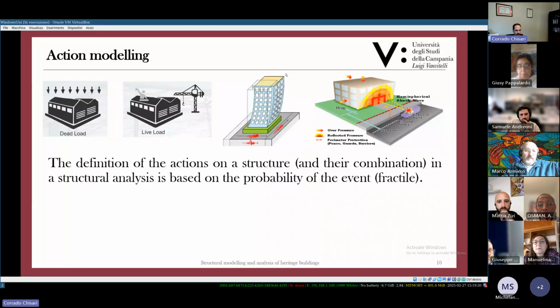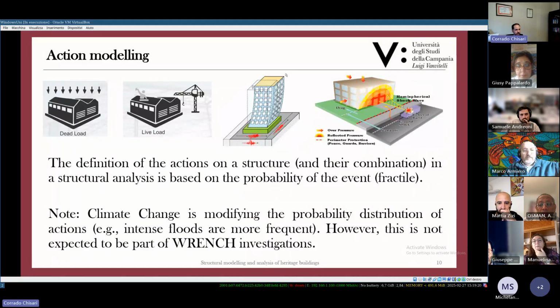This is called fractile. Just a quick note, climate change is actually modifying the probability distribution of actions. Think of floods. Extreme floods are becoming more frequent, so the probability distribution of the flood loads is changing with time. However, this is not expected to be part of the WRENCH investigation, so we have not focused on this.